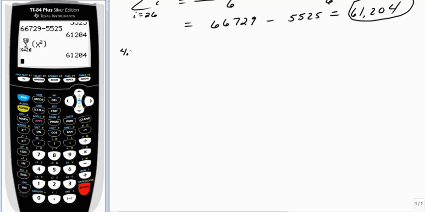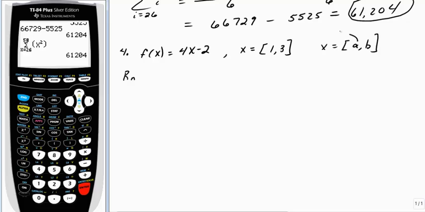So I'll say, well, okay, let's say we're looking at f of x equals 4x minus 2 from x equals 1 to 3. Okay, so I'm going to be using the right-hand rectangle formula with infinitely many rectangles under the curve. Please remember this x equals 1 to 3, that's your x equals beginning point to ending point, A to B. So in this problem, A is 1, B is 3.